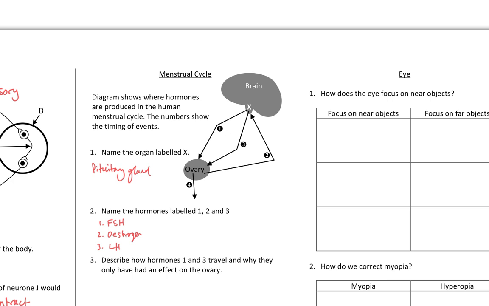How do hormones 1 and 3 travel, and why do they only have an effect on the ovary? Well, they travel in the blood plasma. So yes, it's in the blood plasma, dissolved in the blood plasma, and the ovary is a target organ. So it has receptors to those hormones. But target organ's enough.